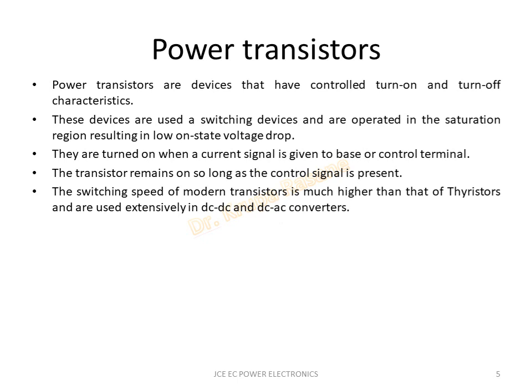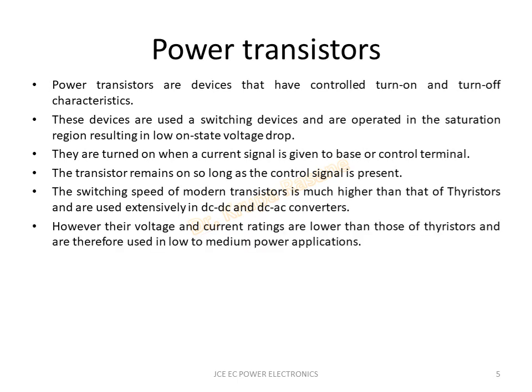So the switching speed of modern transistors is much higher than that of thyristors and they are used extensively in DC to DC and DC to AC converters. Whenever you are asked to compare a transistor with a thyristor, remember that transistors have higher switching speed than thyristors. However, their voltage and current ratings are lower than those of thyristors and they are therefore used in low to medium power applications.